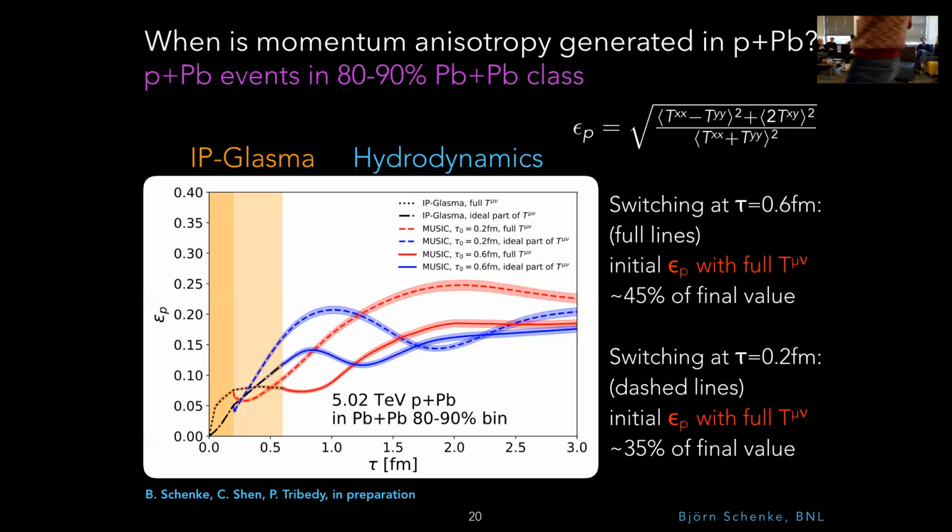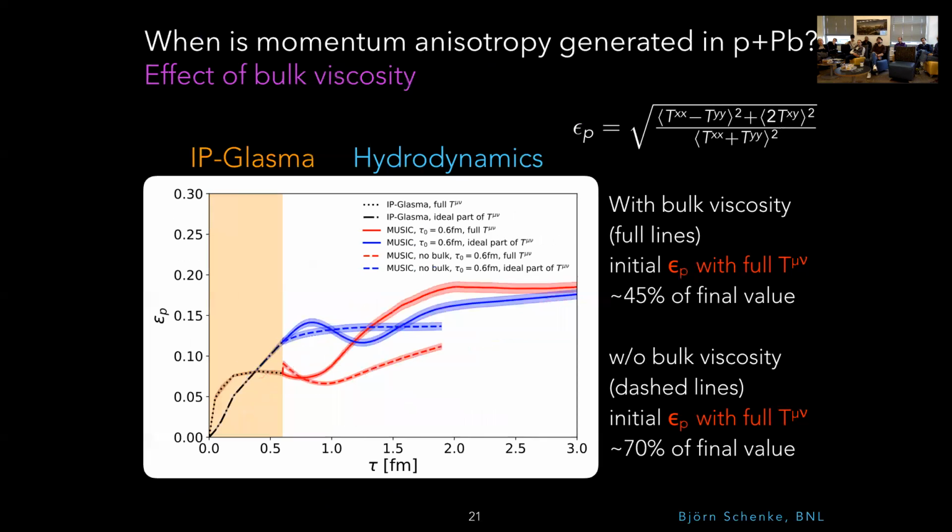And so, this doesn't really tell you exactly that 50% of the final anisotropy comes from the initial state, but I just want to point out that around 45% of the final value was already there in the initial state. And in the case where you start a bit earlier, it was like 35%, so generated a bit more later. The effect of bulk viscosity is shown here.